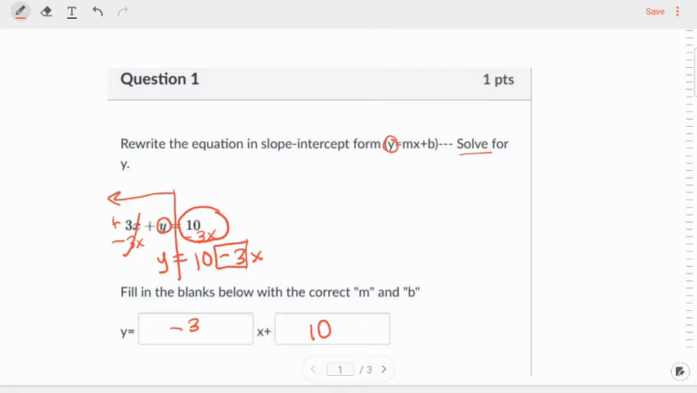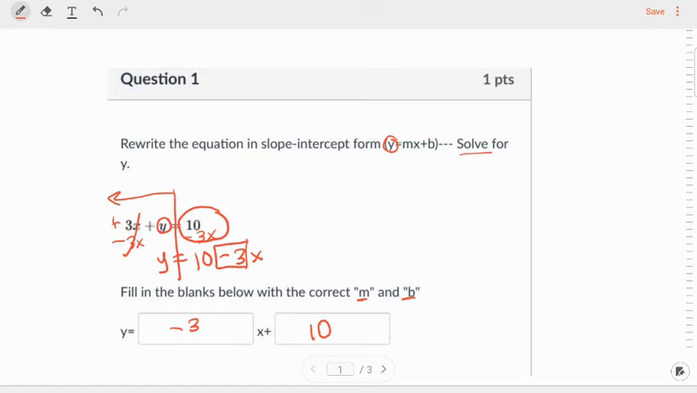I want to make sure I have the right idea of what my slope is and what my y-intercept is, so that on the next lesson, 5.2, when you actually have to graph them, we've got an idea of where's my starting point and what's my slope.